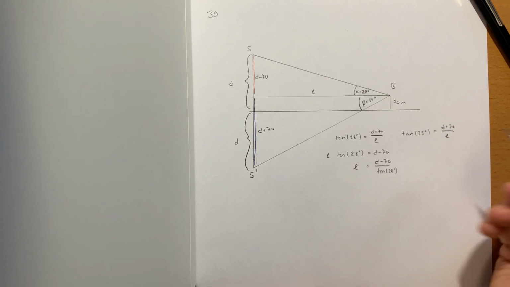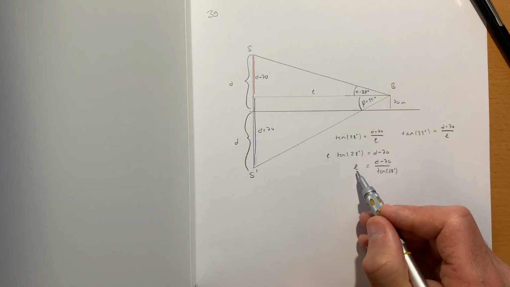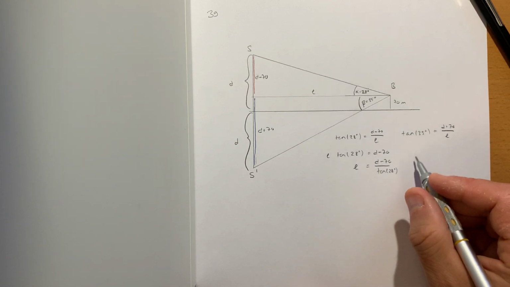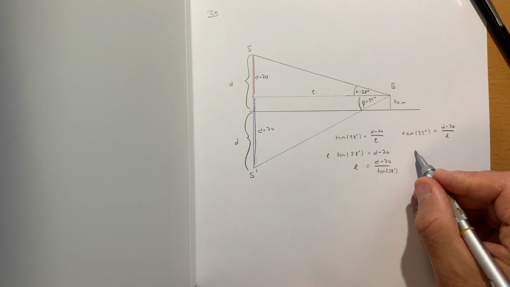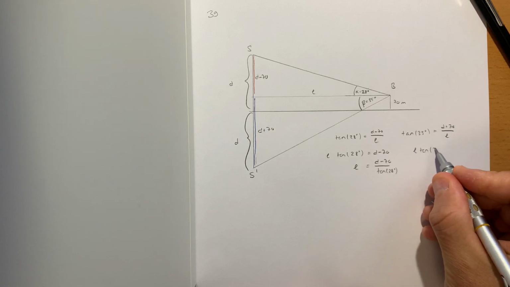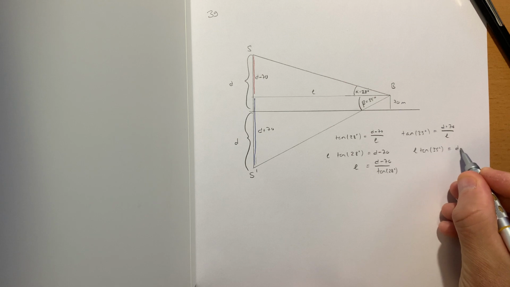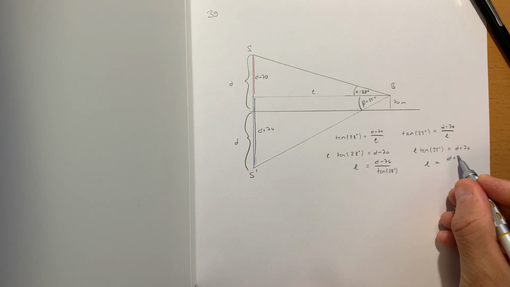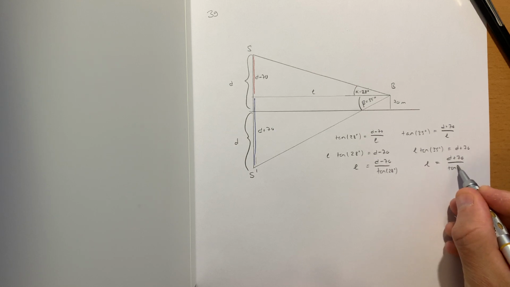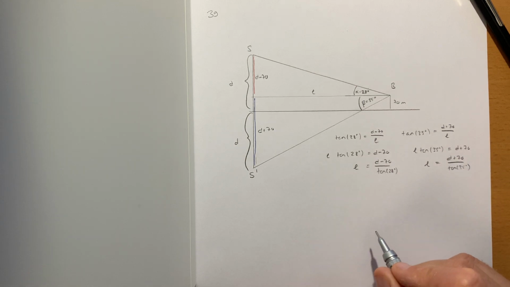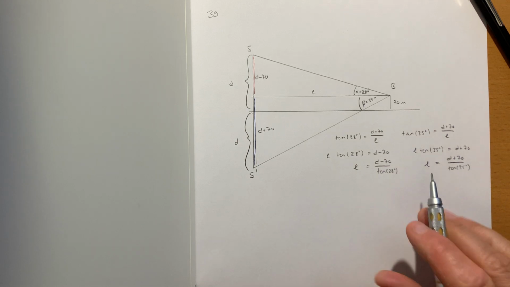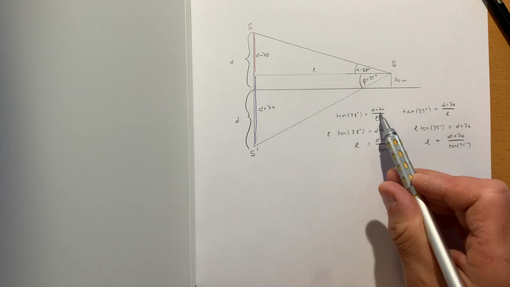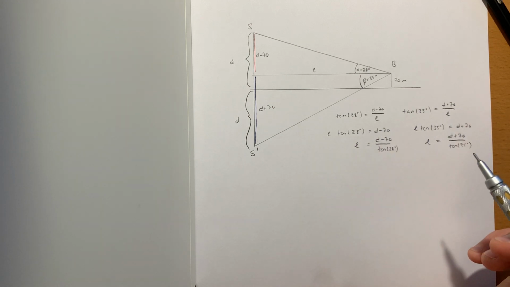Because you have two equations in two unknowns, you're going to isolate one of the two. Here you can do the same thing. It's L times tangent 35 degrees is D plus 70. Then L is D plus 70 over tangent 35 degrees. Now you can set them equal to each other. Okay? A system of two equations in two unknowns, D and L.